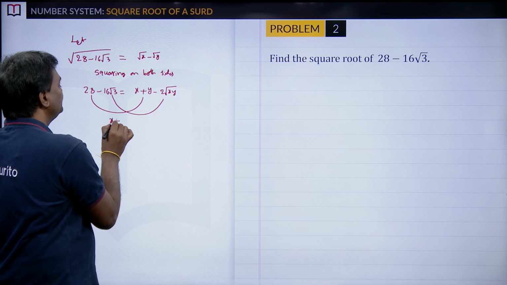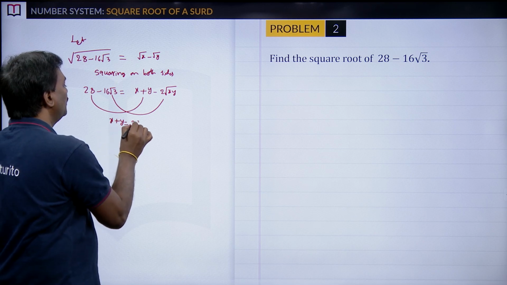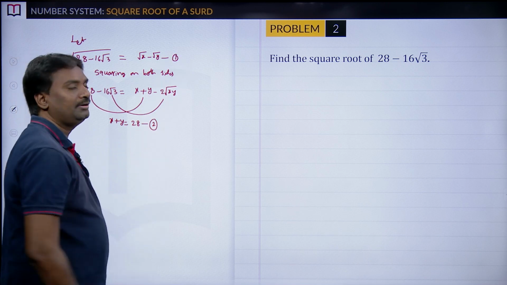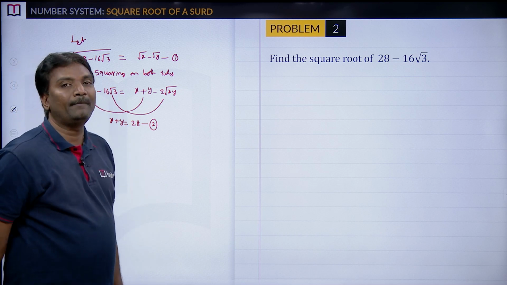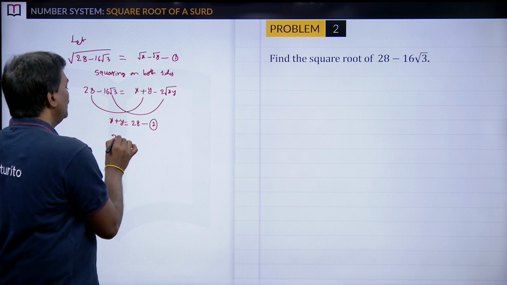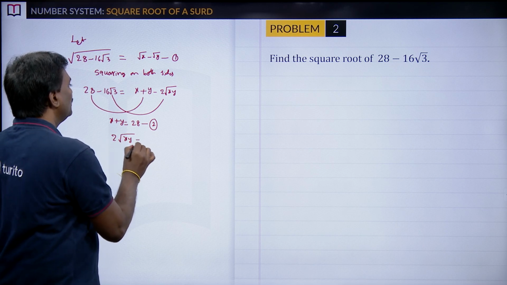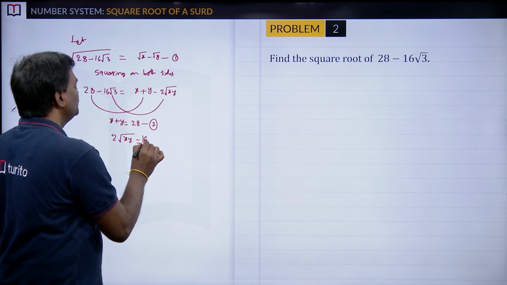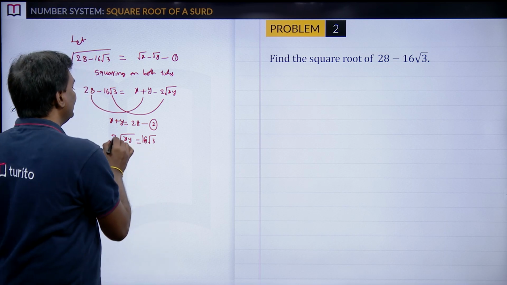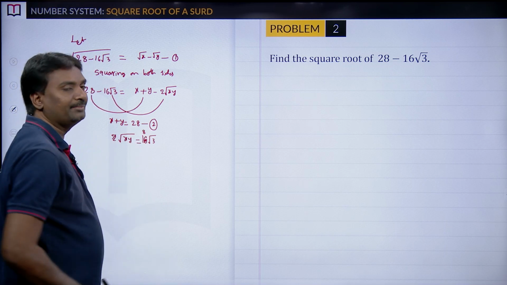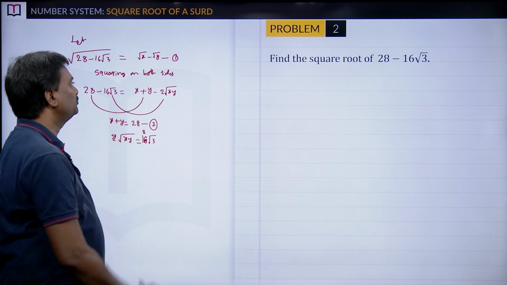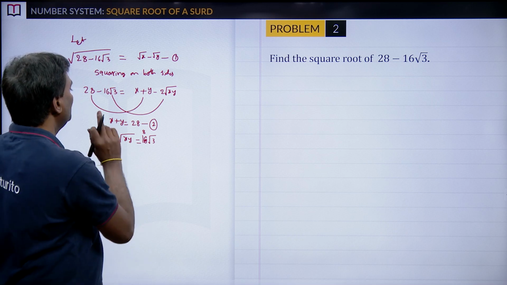So x plus y equal to 28, these are the rational terms, and minus 16 root 3 equal to minus 2 root xy, these are the irrational terms. Let us take x plus y equal to 28 as equation 1, and minus 2 root xy equal to minus 16 root 3 as equation 2. Since we have the minus sign on both sides, 2 into root xy equal to 16 into root 3. Cancelling 16 by 2, 8 times, we get root xy equal to 8 root 3.